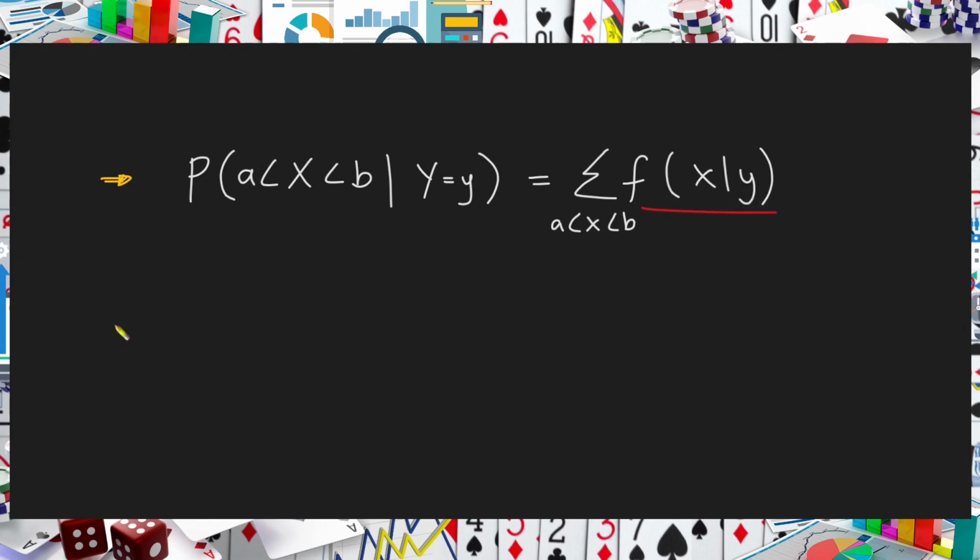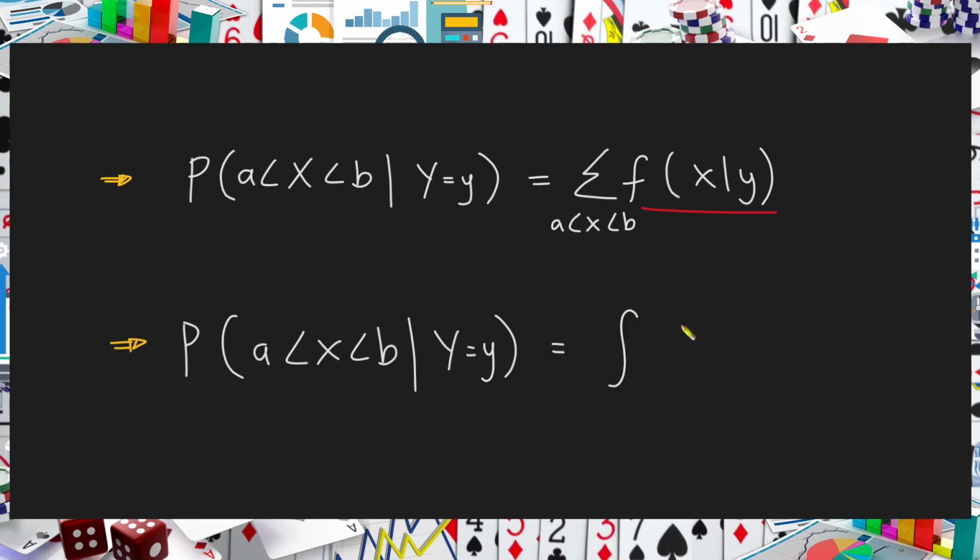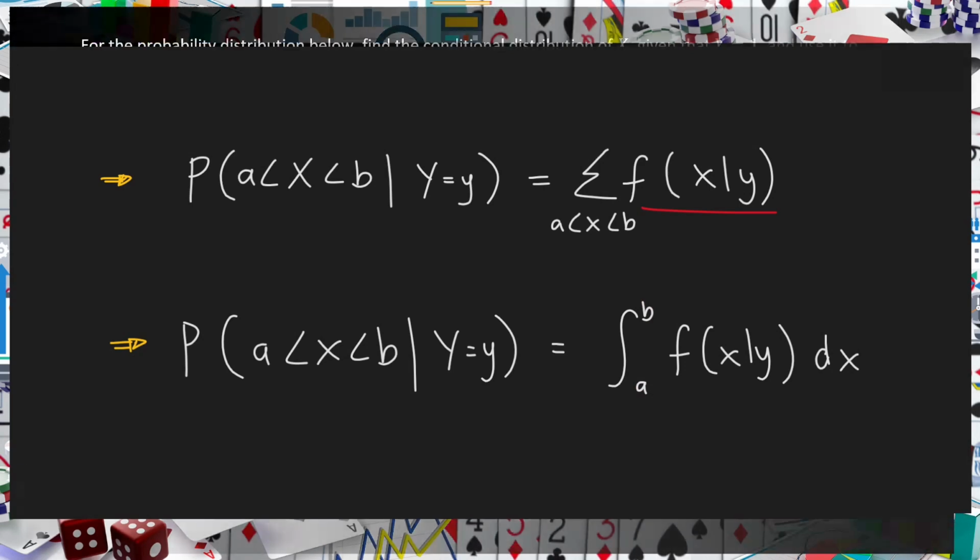Now, how about for continuous random variables? How can we solve for the probability that X will be between a and b given that Y is equal to y? If we're dealing with continuous random variables, this can simply be solved by integrating f(x|y) with respect to x, and the limits will be the interval of x, from a to b. Okay, so let us apply this to our first example.